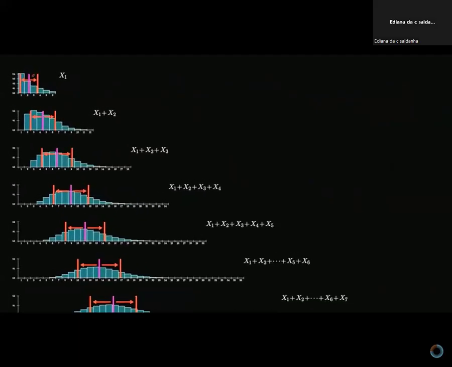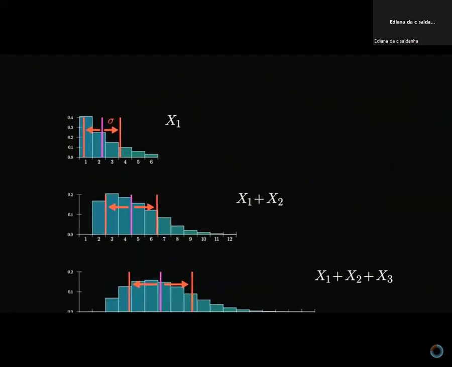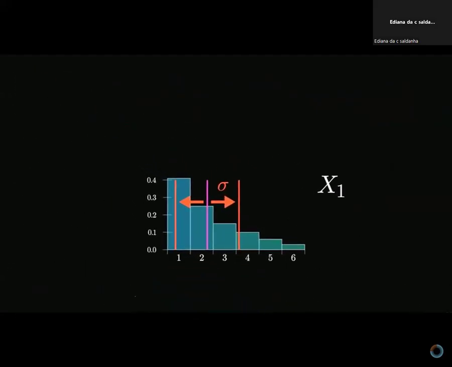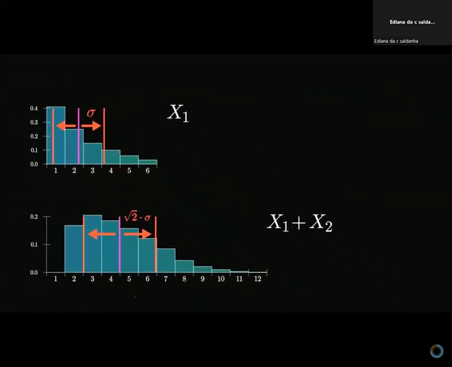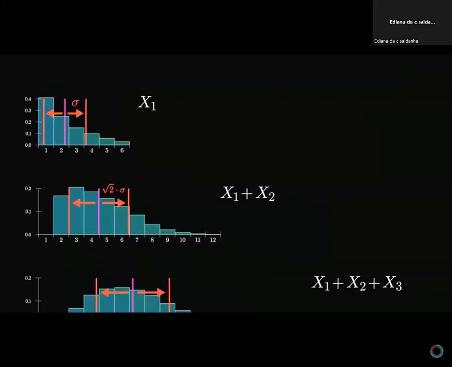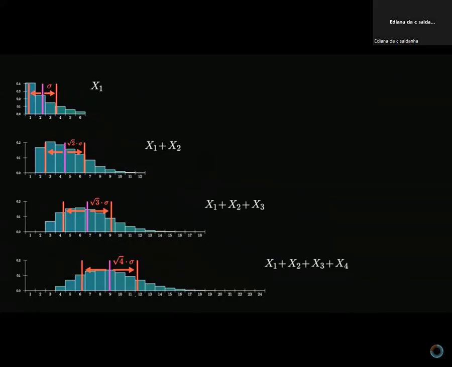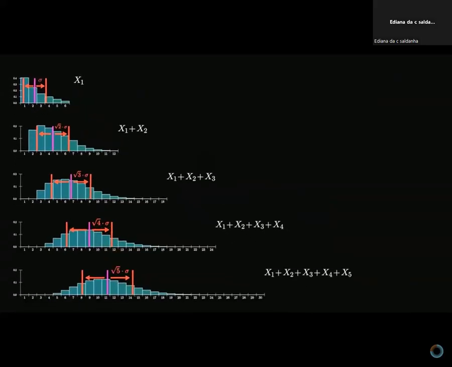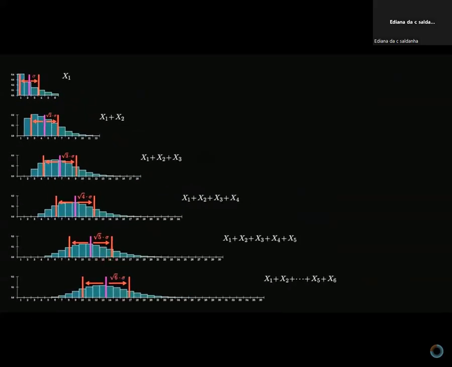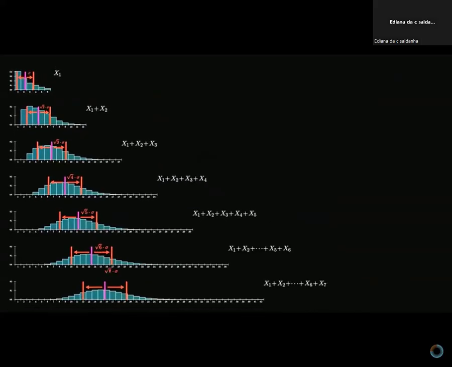For example, back in our sequence of distributions, if we label the standard deviation of our initial one with sigma, then the next standard deviation is going to be the square root of 2 times sigma. And after that, it looks like the square root of 3 times sigma, and so on and so forth. This, like I said, is very important. It means that even though our distributions are getting spread out, they're not spreading out all that quickly. They only do so in proportion to the square root of the size of the sum.